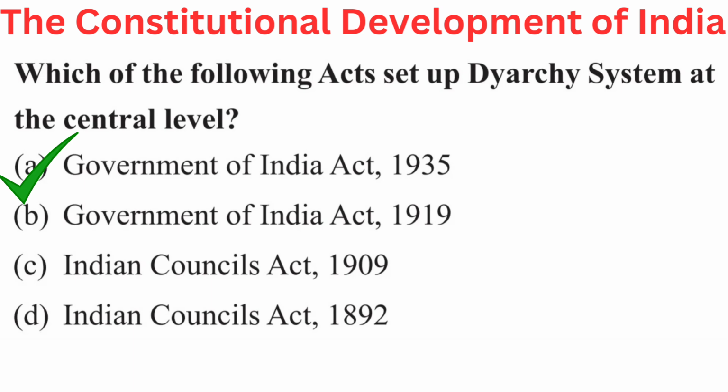Your options are A. Government of India Act 1935, B. Government of India Act 1919, C. Indian Councils Act 1909, or D. Indian Councils Act 1892. Right answer is A. Government of India Act 1935.